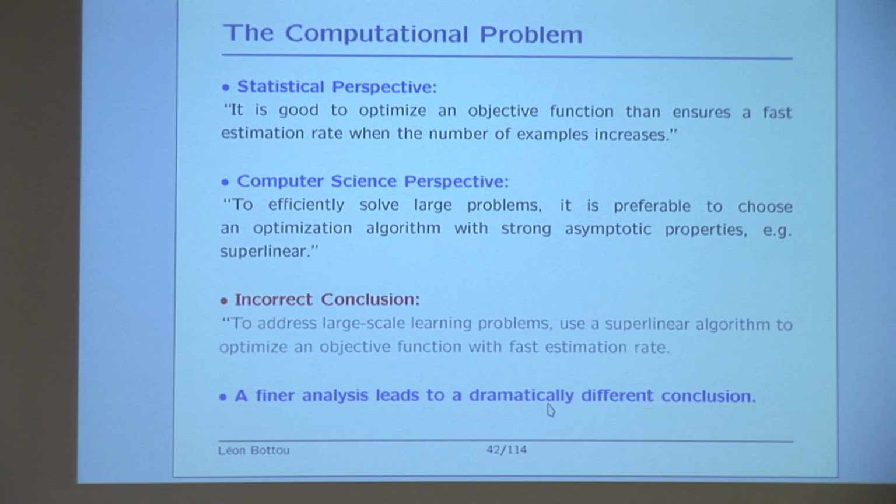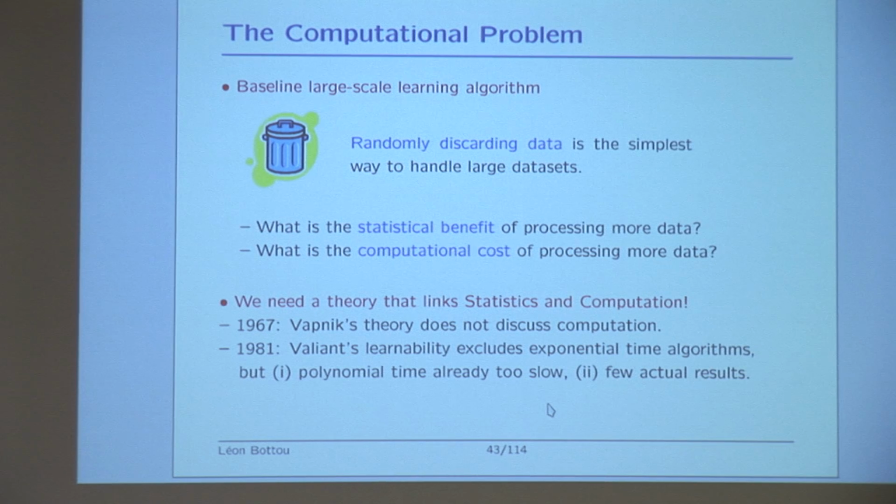And when you look at these two statements, there is a conclusion that seems a small leap, but that proves to be incorrect. That to address a large-scale learning problem, we should use some superlinear optimization algorithm and optimize an objective function with a fast estimation rate. In fact, if you perform a finer analysis, you go to a dramatically different conclusion. So let's look at it in simpler terms.